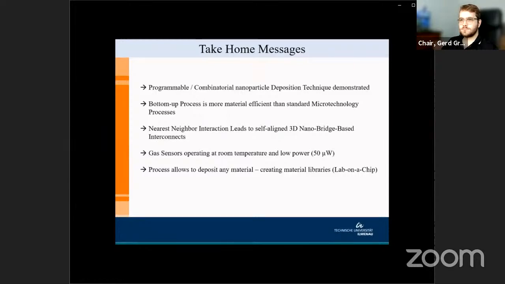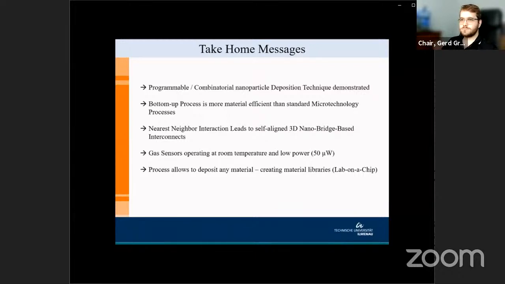It's a bottom-up process, which means you start from nanoparticles and you are growing only in places where the openings are present on the photoresist, which means that this is a more material efficient method as compared to a traditional microtechnology method, for instance, liftoff.